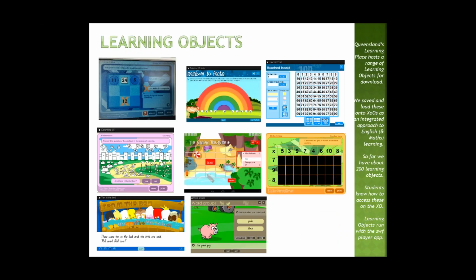Some of the learning objects, I don't know how many there are, 1,000, 10,000, I don't know, but they're interactive Flash objects, so you've got things like a 100 board and you can manipulate that in many ways. What I often do is put that up on the smartboard and we do it together. And then the kids can access it to do a lot of the manipulation themselves.